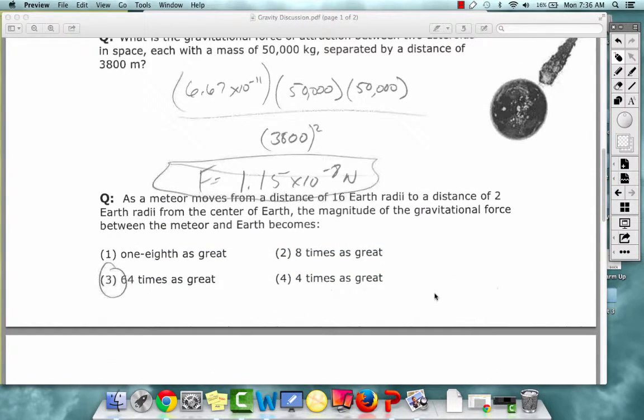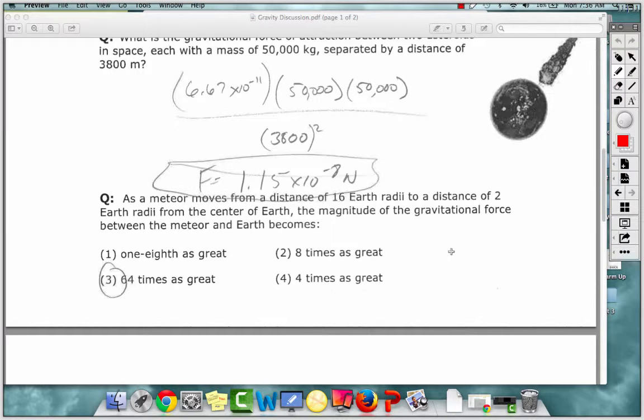As a meteor moves from a distance of 16 Earth radii to a distance of 2 Earth radii from the center of the Earth, the magnitude of the gravitational force between the meteor and the Earth becomes blah. Well, if we go back to thinking about our if-then chart, we're going from 16 Earth radii to 2 Earth radii. So the radius is going what? Down. If the radius goes down, then the force must go up. And this is just a real generic statement, okay?